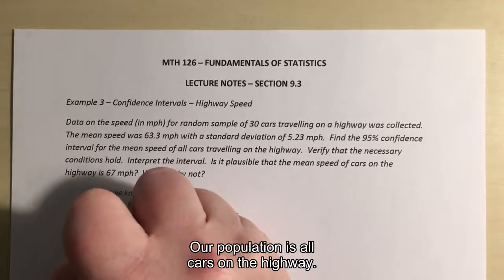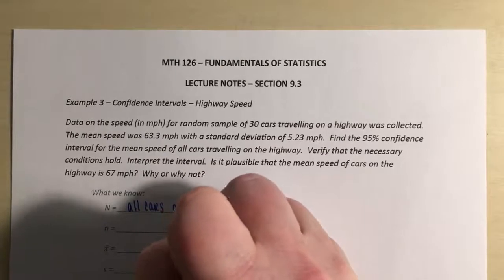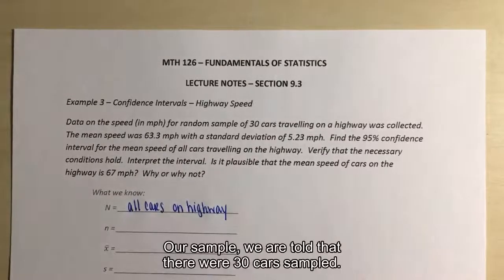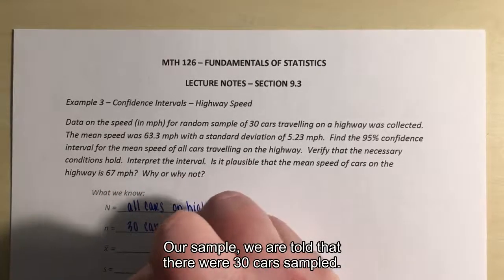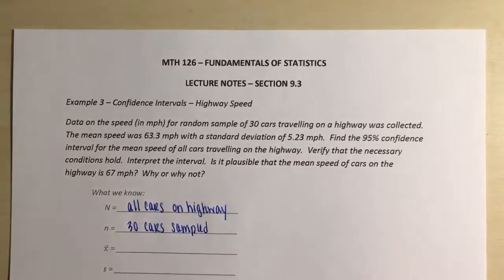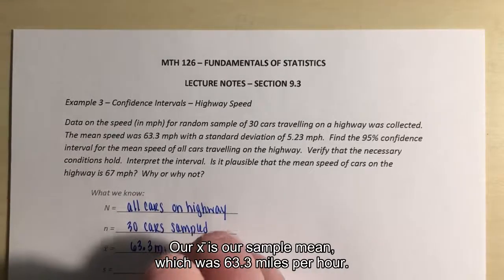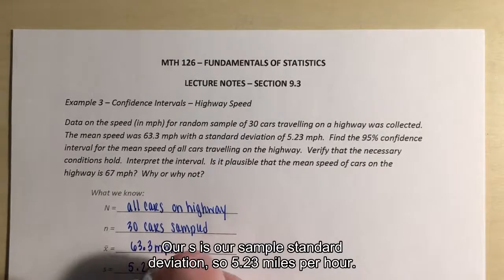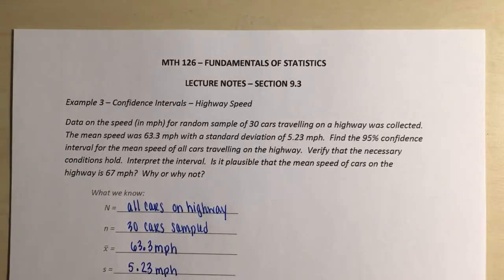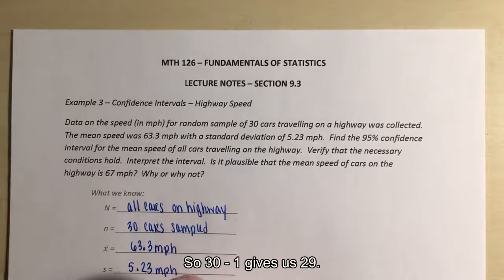Our population is all cars on the highway. Our sample, we are told that there were 30 cars sampled. Our X bar is our sample mean, which was 63.3 miles per hour. Our S is our sample standard deviation, so 5.23 miles per hour. Our degrees of freedom, remember, is our sample size minus 1. So 30 minus 1 gives us 29.